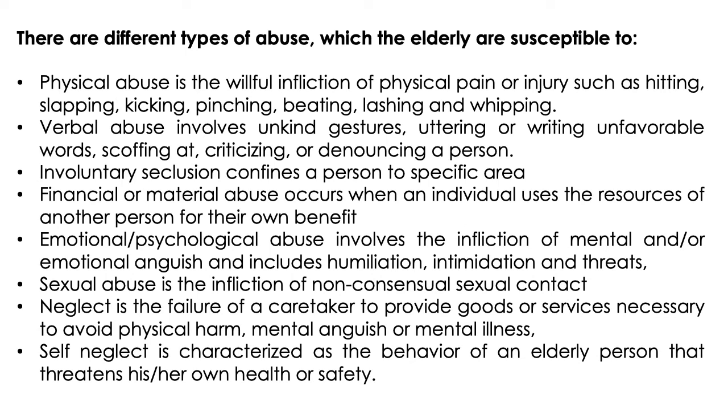So moving on to the different types of abuse, like I said earlier, there's physical abuse. It's the willful infliction of physical pain or injury, such as hitting, slapping, kicking, pinching, beating, lashing, and whipping. There's verbal abuse, which involves unkind gestures, uttering or writing unfavorable words, scoffing at, criticizing, or denouncing a person. There's involuntary seclusion, which confines a person to a specific area. There may be financial or material abuse. There may be emotional or psychological abuse. There's sexual abuse. There's even neglect.